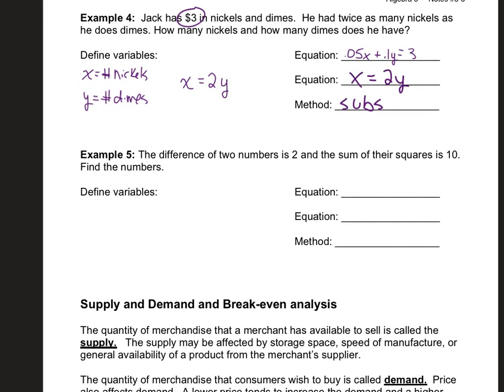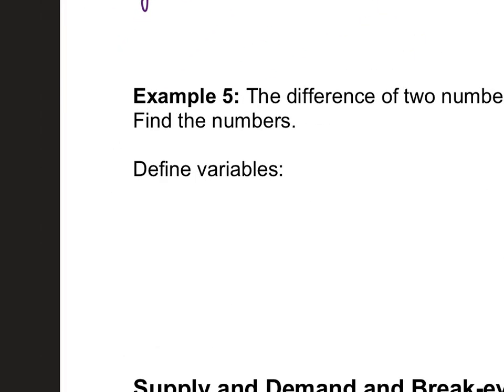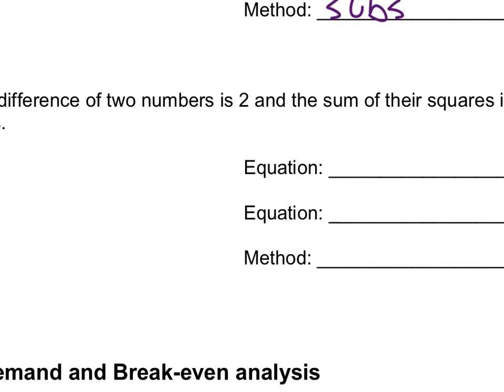And the last one is like this. The difference of two numbers is 2. The sum of their squares is 10. Find the numbers. I'm going to say X is number 1 and Y is number 2. I don't know what they are, but it says the difference of the two numbers, so I'm going to say X minus Y equals 2. And the sum of their squares is 10: X squared plus Y squared equals 10.